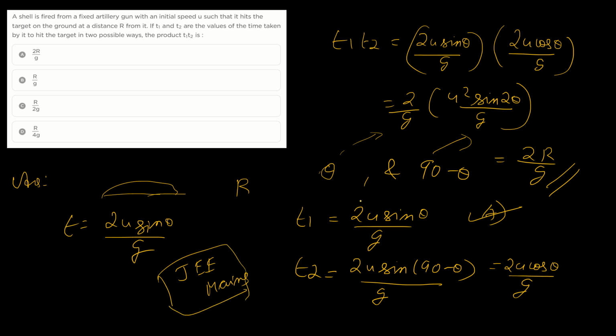Okay, so the shell can hit the target in two ways. One way is by an angle theta and another way is by an angle 90 minus theta. So we first found t1 with the help of theta, then we found t2 with the help of 90 minus theta, then we just multiplied them, and then we finally deduced the answer in the form of range. That's 2r by g. It's a good question, guys. Please note it down.